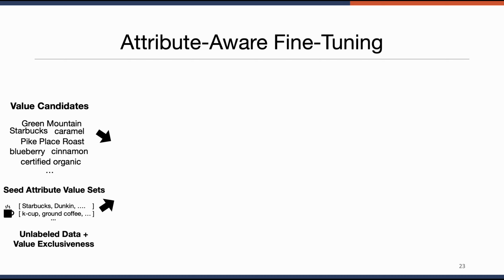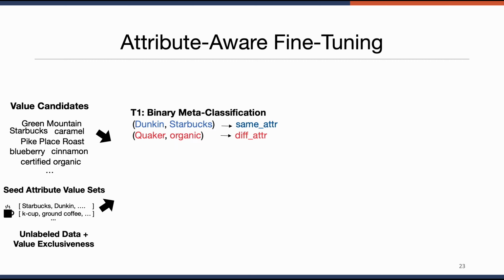For input, we have value candidates from our first step, and we also have the weak supervision as seed attribute value sets. We use multitask objectives to fine-tune a BERT model.